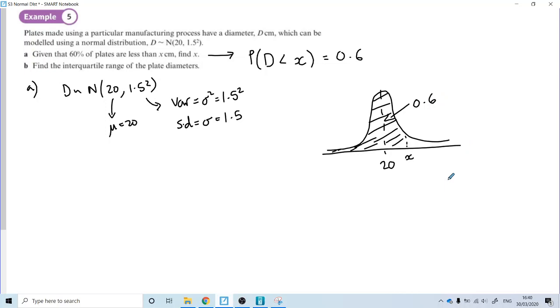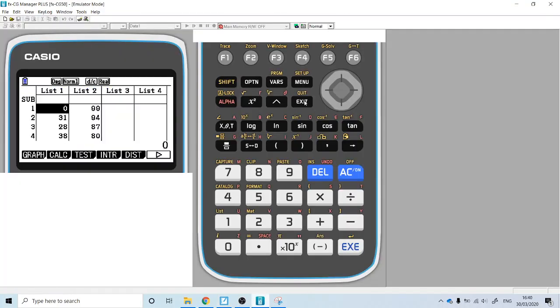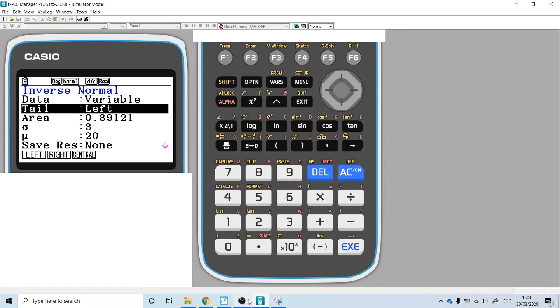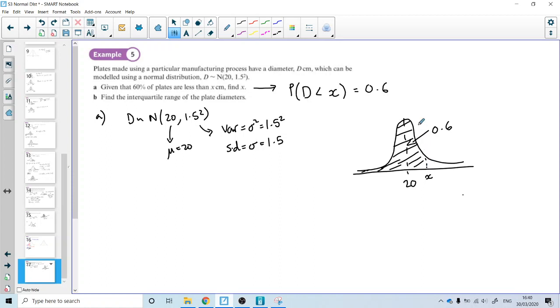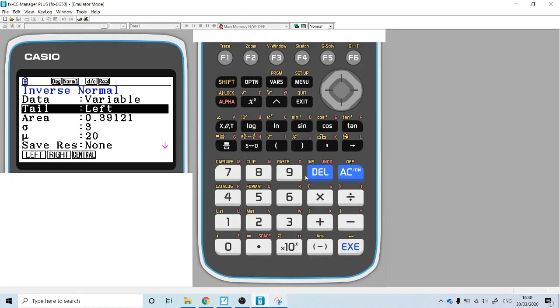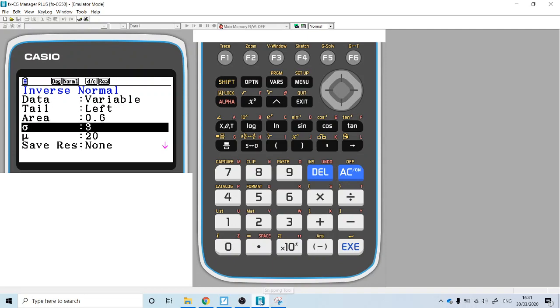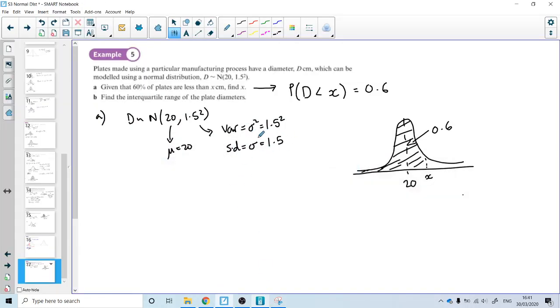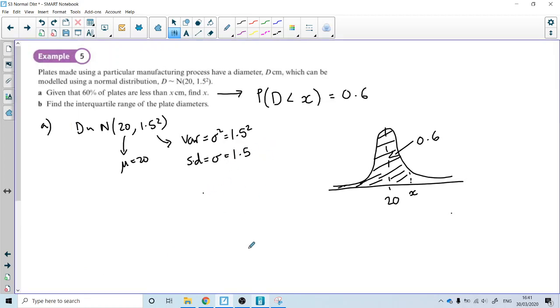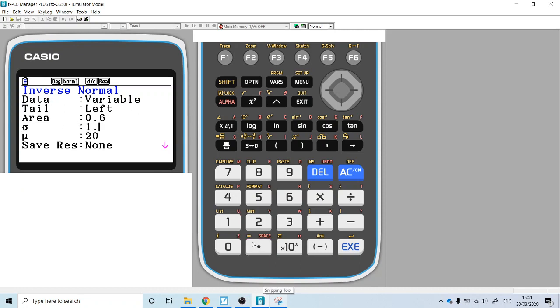So we're going to use inverse normal on our calculators. So distribution, normal, inverse normal, and then our tail is left because we know the total probability to the left of our unknown X value. So we're using left tail. The probability, the area to the left is 0.6. Our standard deviation is 1.5, and our mean mu is 20. So 1.5 and 20. So we get 20.380.